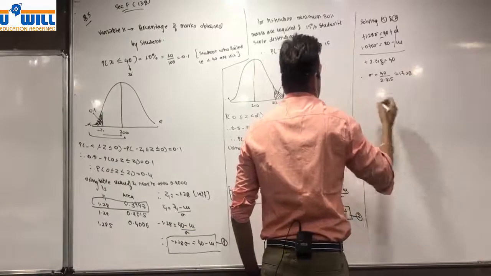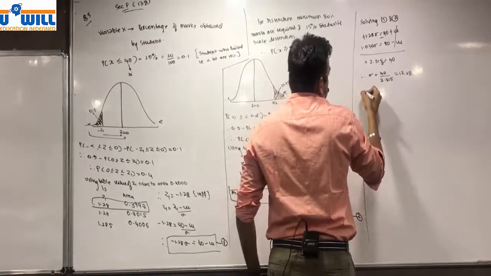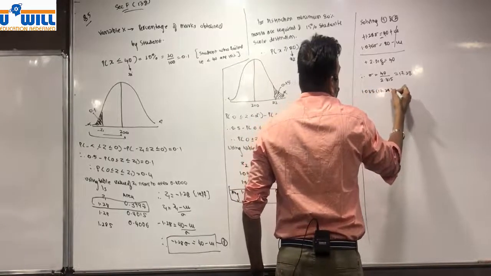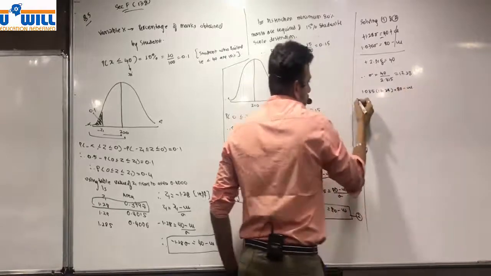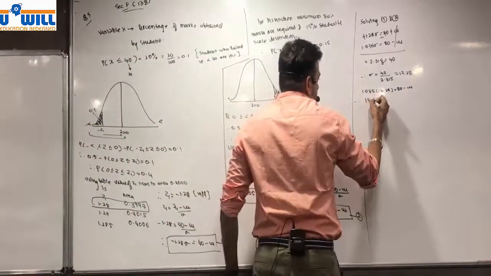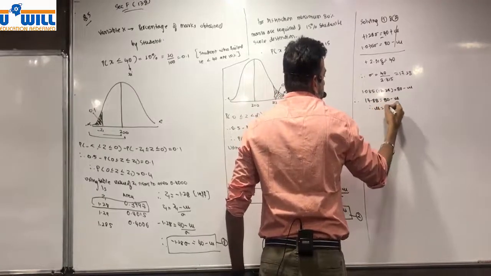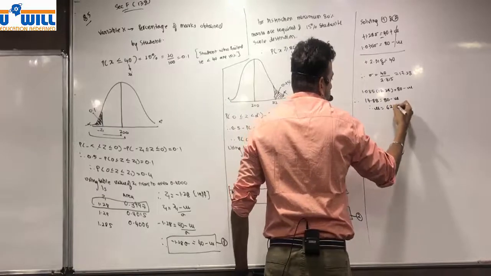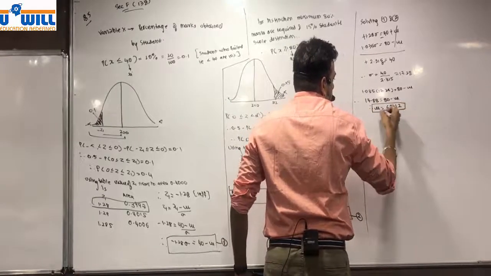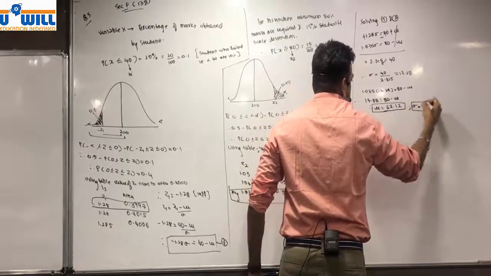17.28. We substitute 1.035 into 17.28 is equal to 80 minus mu. Therefore, 70.88 is equal to 80 minus mu. Therefore, mu is equal to 62.12. And sigma is equal to 17.28.